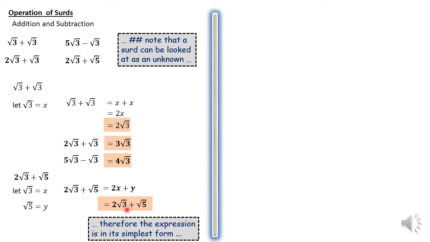The reason is we're talking about 2 different surds, root 3 and root 5, which cannot be combined by addition or even subtraction. Moving on to the concept of multiplication and division, we have some questions that I want us to attempt, and so we have the first one there.